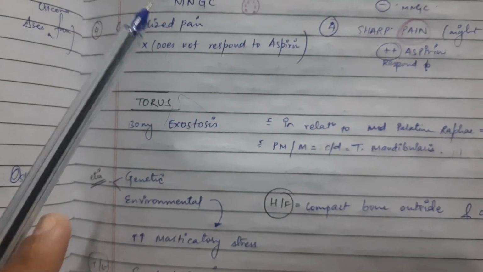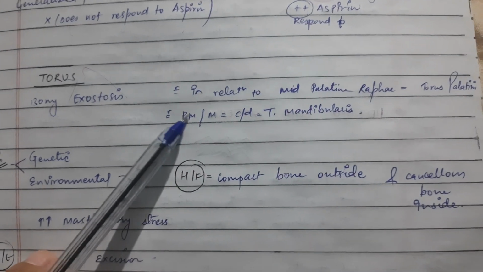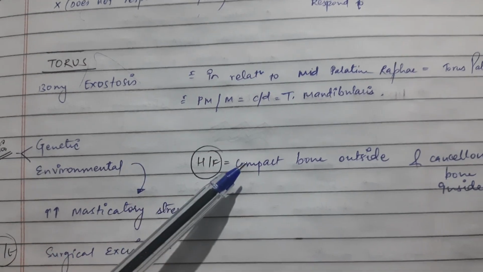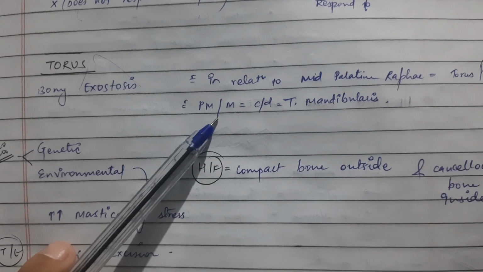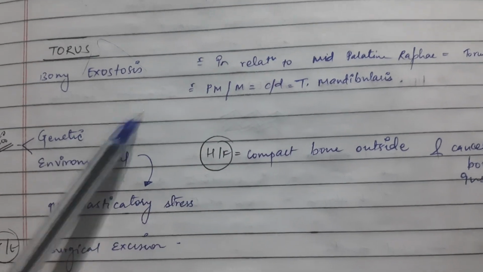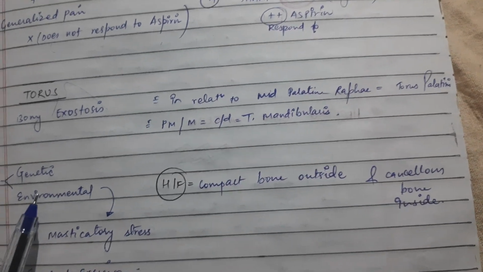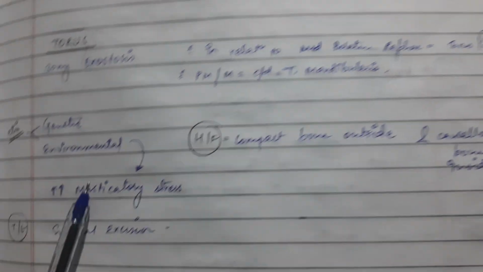Then torus, a bony exostosis. If present in the maxilla at the mid-palatine raphe, it is called torus palatinus. If seen in the premolar and molar region of the mandible, it is called torus mandibularis.